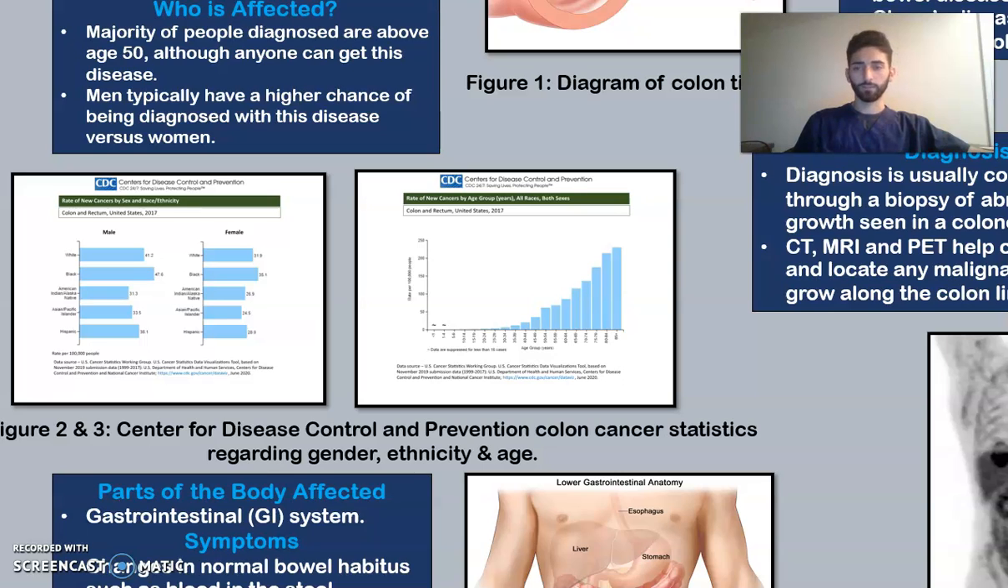You can see males have a typically higher chance of being diagnosed here. And then on their other graph, I included the age groups by diagnosis rate. And then right here around age 45 and 50, you really see that diagnosis start to take higher rates and really kind of skyrocket as you get older.